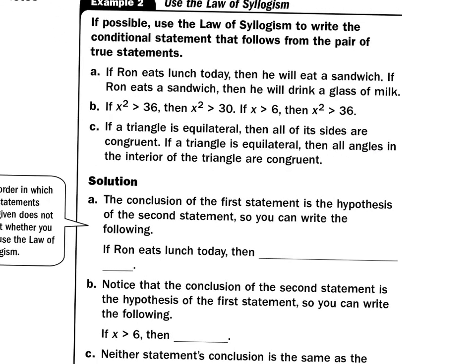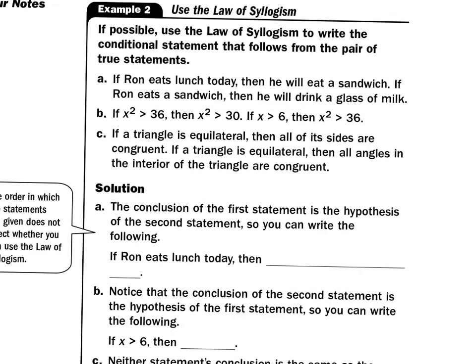Okay, using the law of syllogism. If possible, use the law of syllogism to write the conditional statement that follows from the pair of true statements. A. If Ron eats lunch today, then he will eat a sandwich. If Ron eats a sandwich, then he will drink a glass of milk. So the conclusion of the first statement is the hypothesis of the second statement. So you can write the following: if Ron eats lunch today, then he will drink a glass of milk.